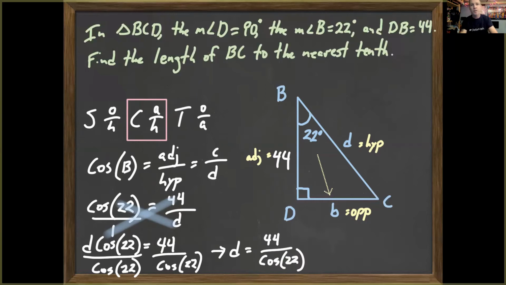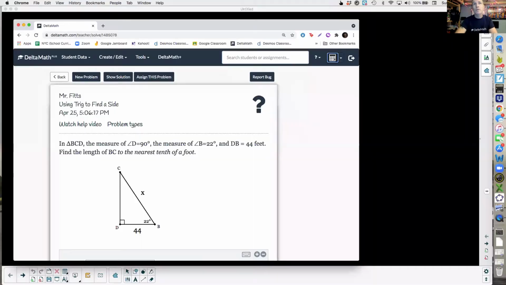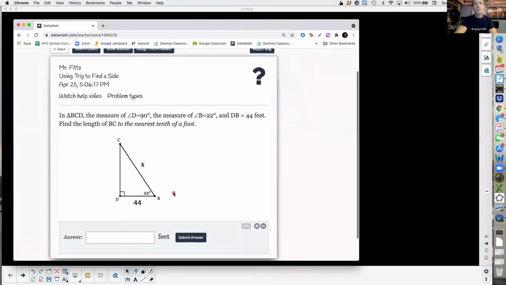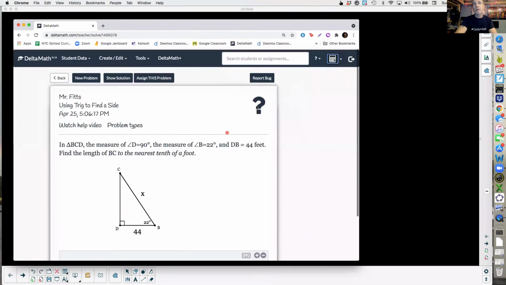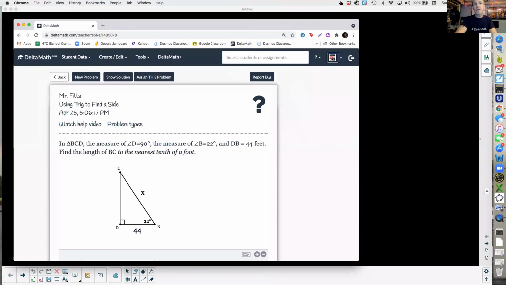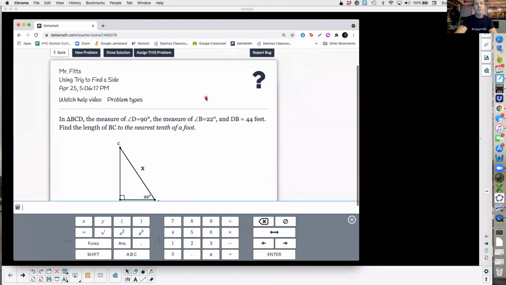So I'm going to show you how to do this in the Delta Math calculator. A little different than the graphing calculator, so I'll just show you that. Let me just pause the video real quick and bring that up. So lucky me, I ended up with the same problem. The diagram's a little bit different, but that's okay. So here, let's take a look. Let me scroll down a little bit. And then here, I want to bring up the calculator. So I'm just going to click on this little thing here, and it brings up the calculator.